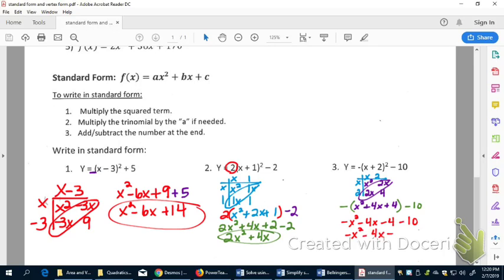Negative 4 minus 10 is negative 14. Again, I could graph that equation and the original one and make sure I did it correctly. Any questions? You think you can do both forms?